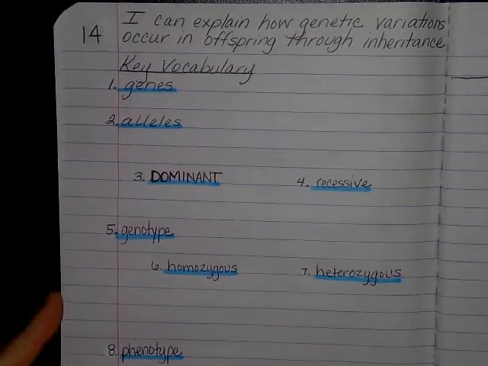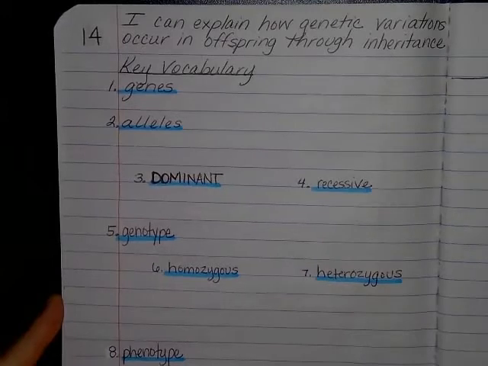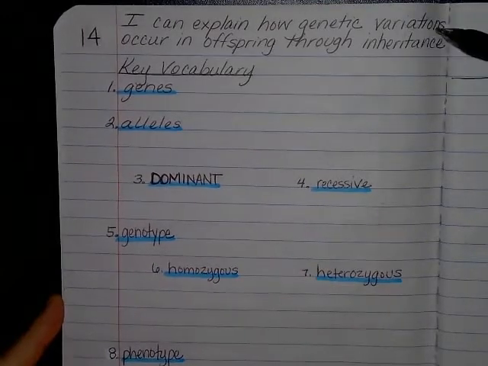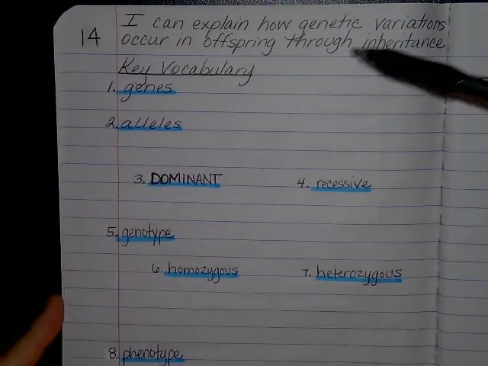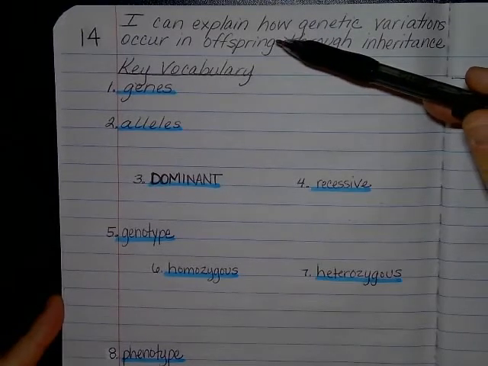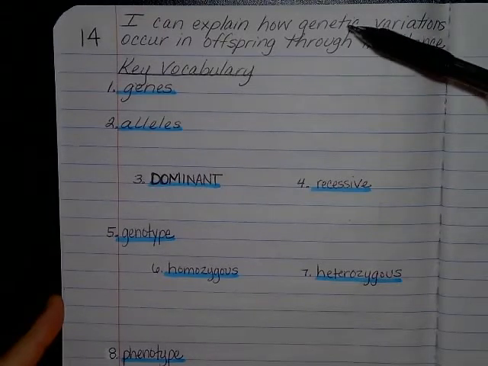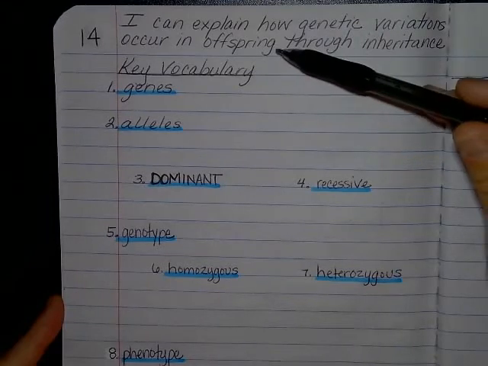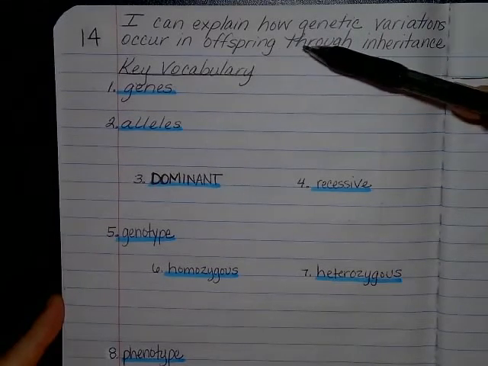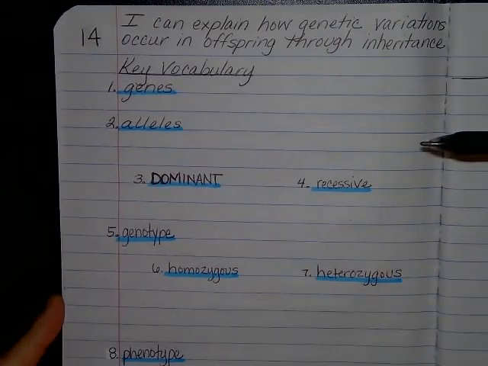Okay guys, we're moving into genetics and we are going to be looking at how genetic variations occur through offspring. So offspring would be the babies that two parents would have through inheritance. We're going to look at how those genes that are passed on from parents to their children are passed along and how they can vary or change as the offspring receive them.